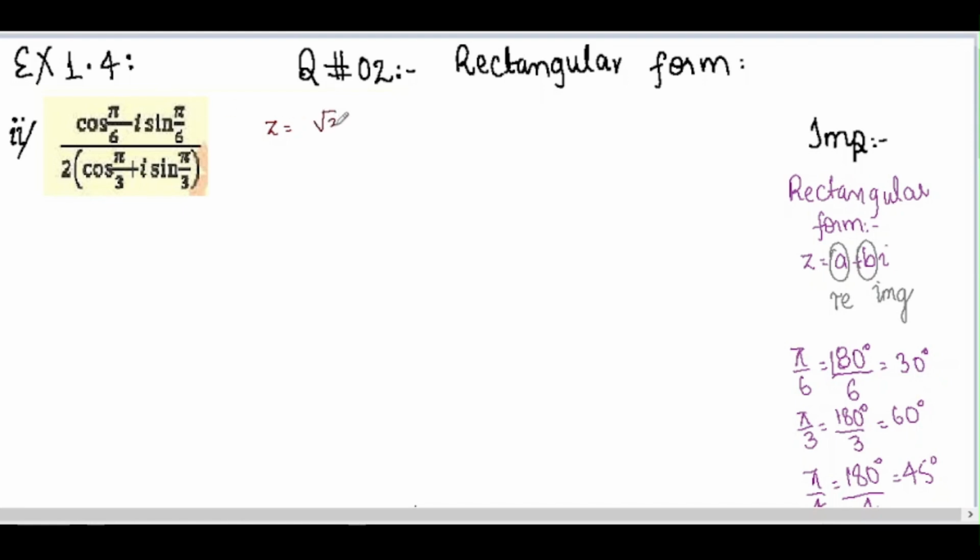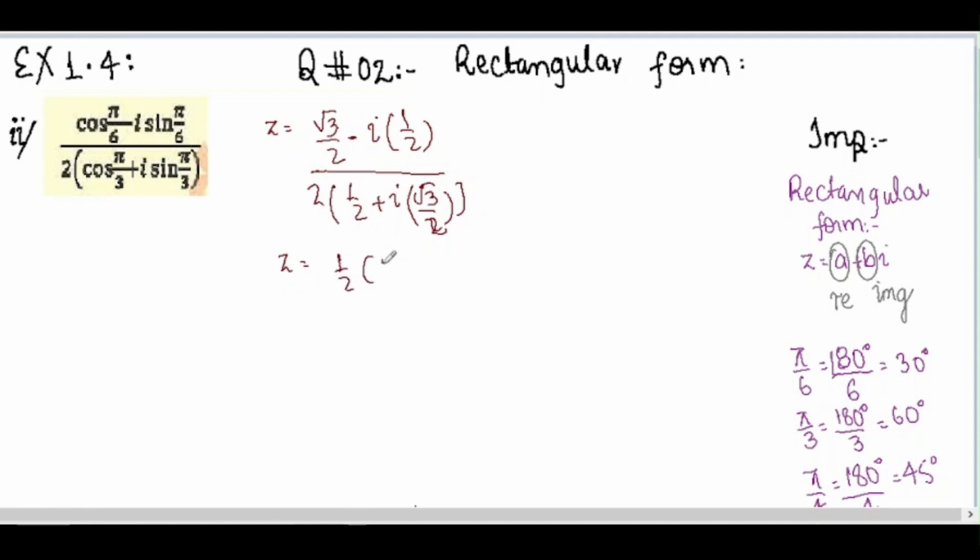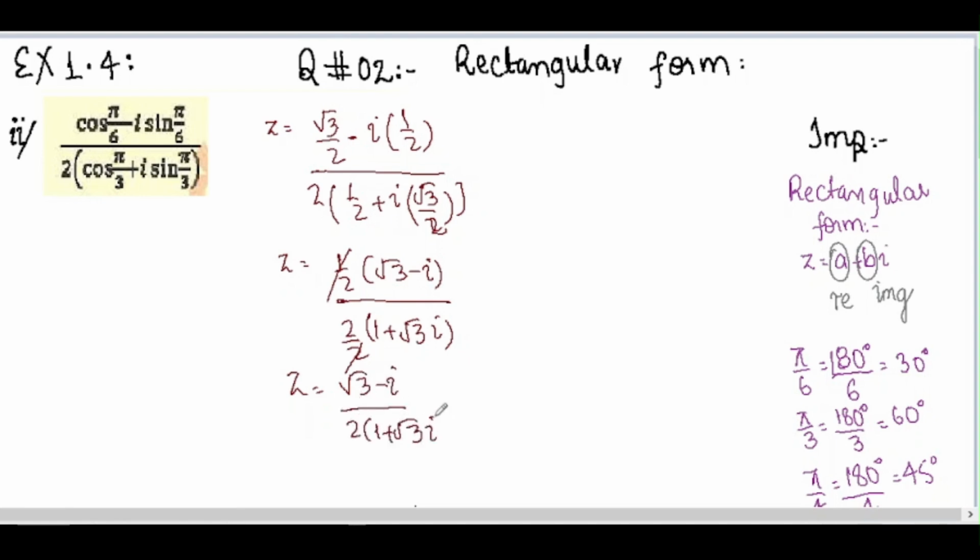Z equals square root of 3 by 2 minus iota into 1 by 2, whole divided by 2 into, which will remain as it is, cos pi by 3 equals 1 by 2 plus iota into sin pi by 3, which gives us square root of 3 by 2. Z equals, 1 by 2 is taken common, and inside it we get square root of 3 minus iota, whole divided by 2 divided by 2. Again 1 by 2 is taken as common, and inside the bracket we get 1 plus square root of 3 iota. So now 1 by 2 and this 2 cancel, and we get z equals square root of 3 minus iota, whole divided by 2 into 1 plus square root of 3 iota.